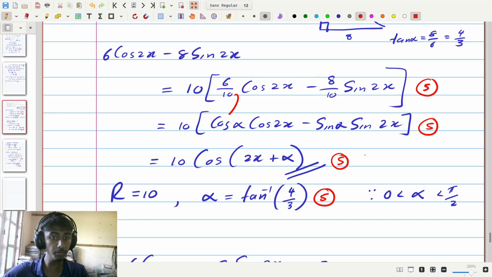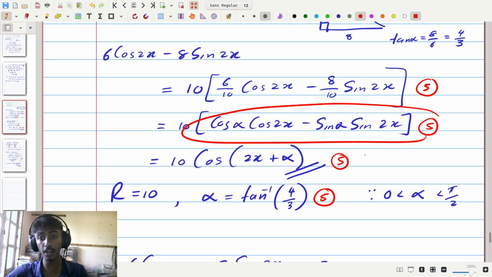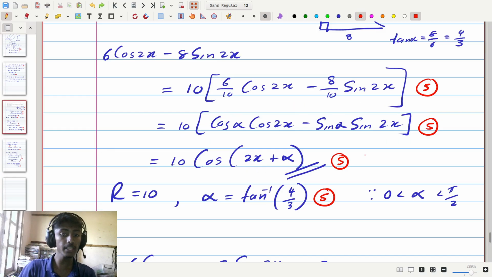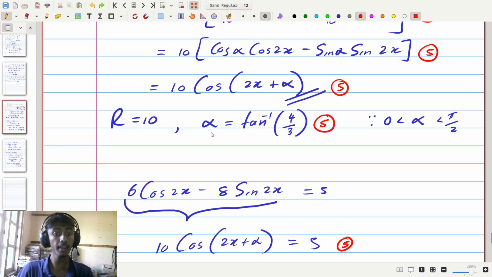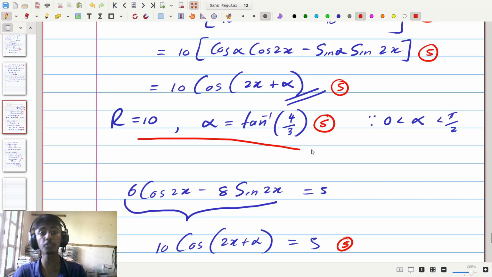When you then do that substitution like so and get cosine of alpha times cosine of 2x minus sine of alpha times sine of 2x like so, you get 5 marks. And when you use the fact that cos A cos B minus sin A sin B is cosine of A plus B like so, you get another 5 marks. Now after that, when you then correctly identify the value of r as 10 and the value of alpha as the tan inverse of 4 over 3, you get another final 5 marks for that.